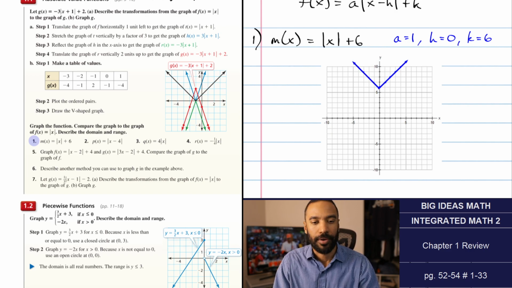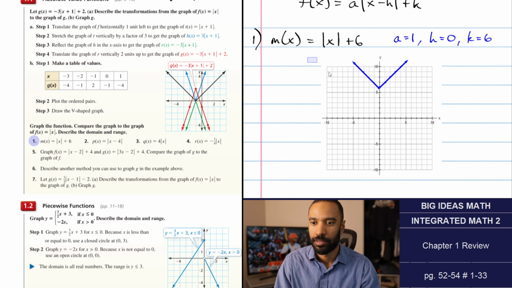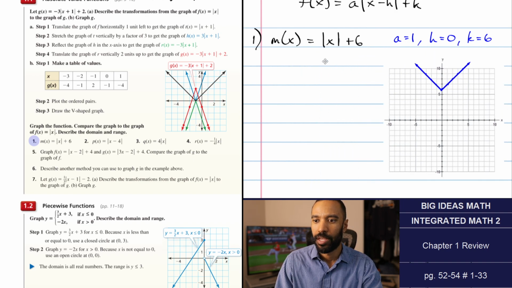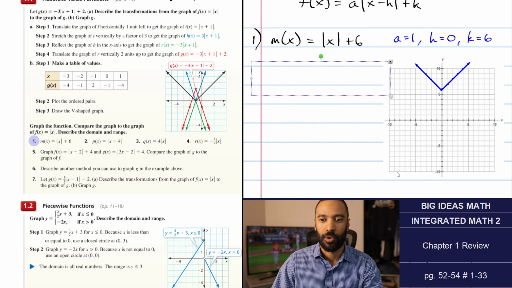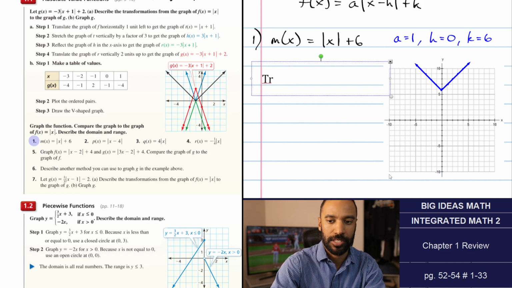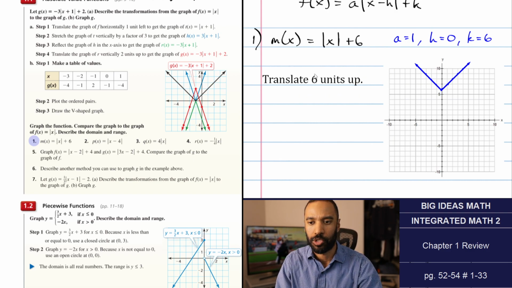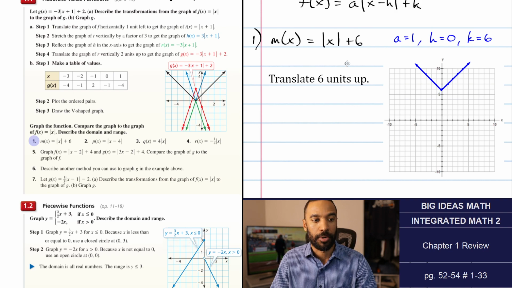Now they're asking us to also move this a little bit. Give me a moment. Okay. There we go. They're asking us to also describe the transformations. Or that's kind of what we're doing here. It's basically translate 6 units up. There's nothing else that's happening. No reflections, no stretches, no horizontal translations. And that'll be it for number 1.